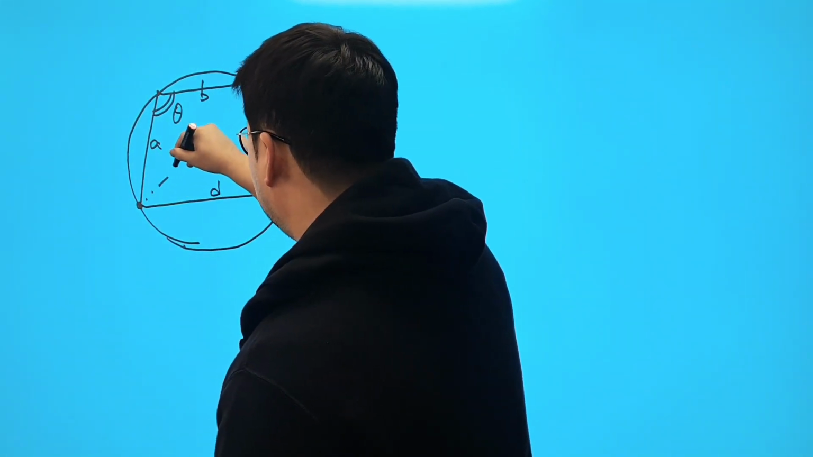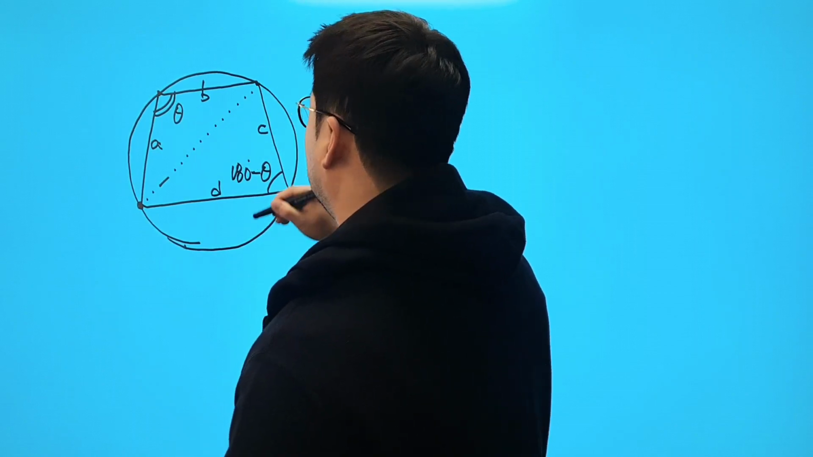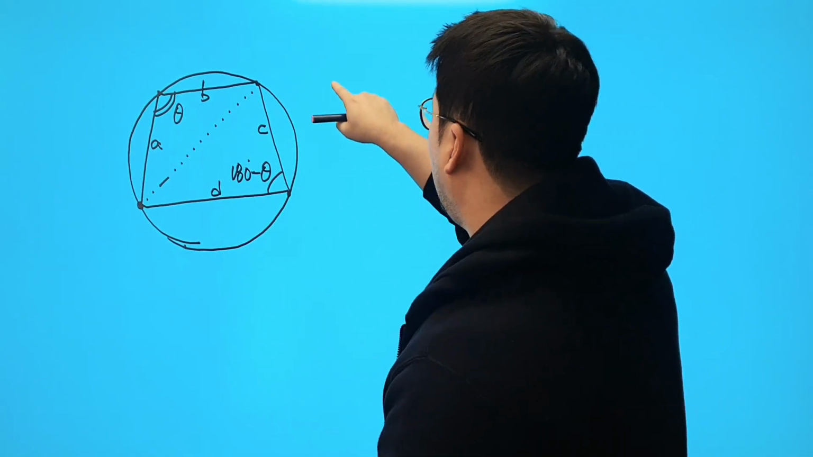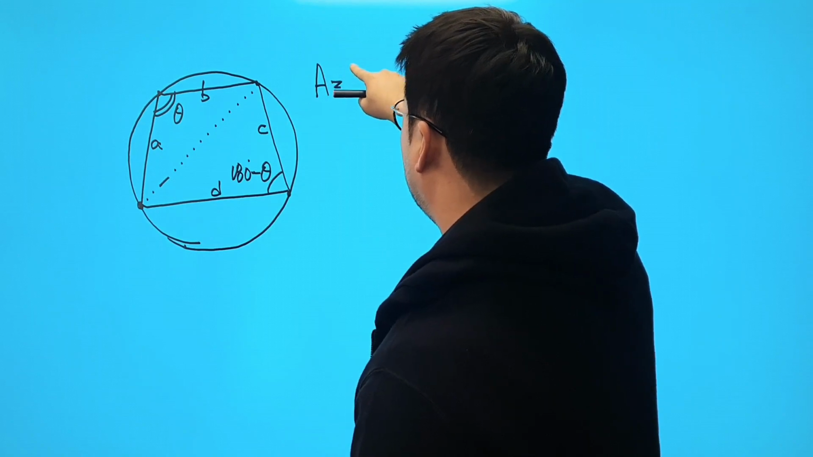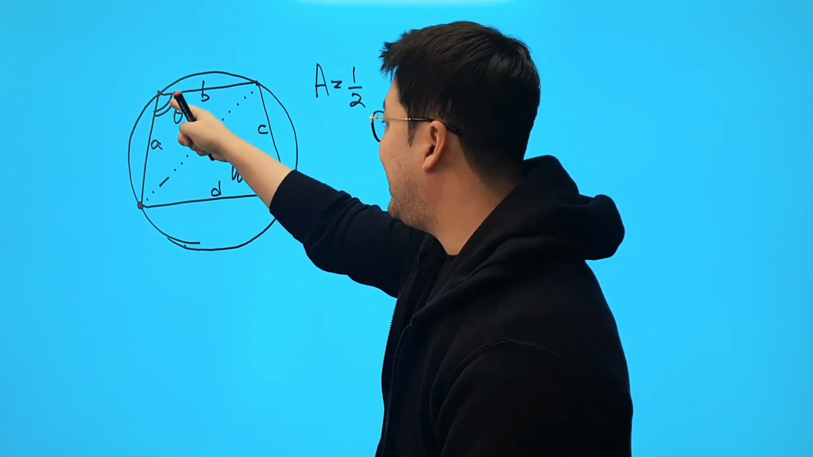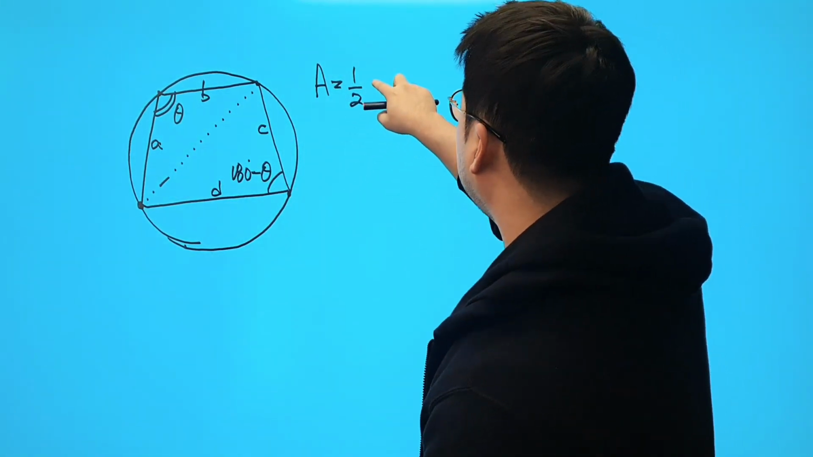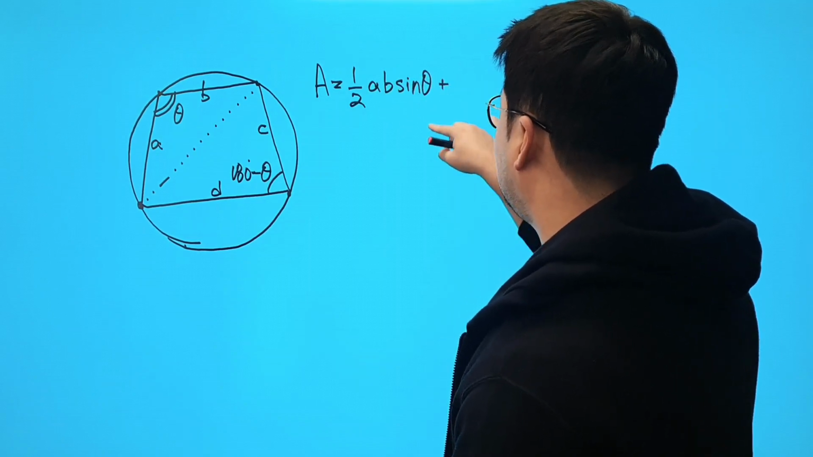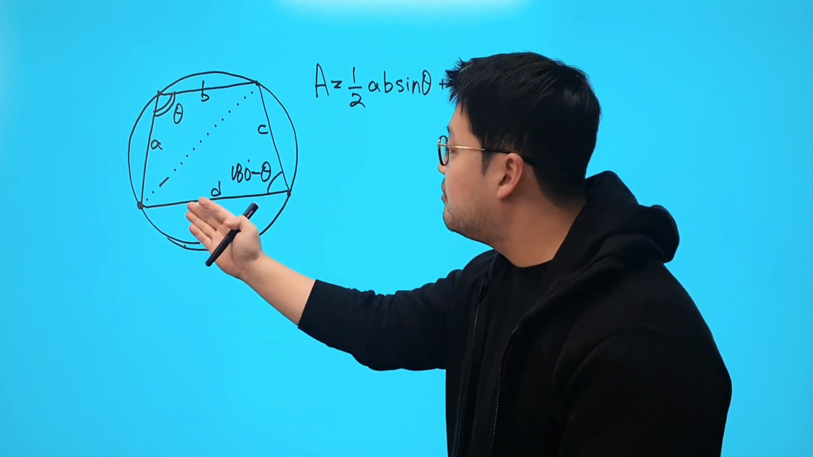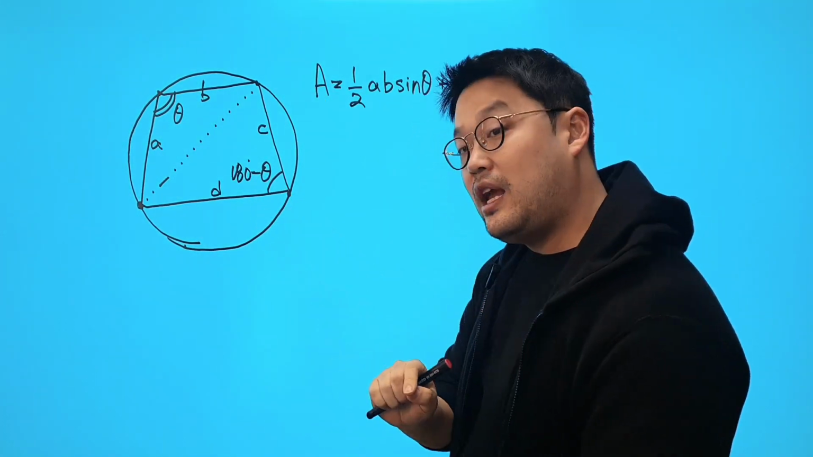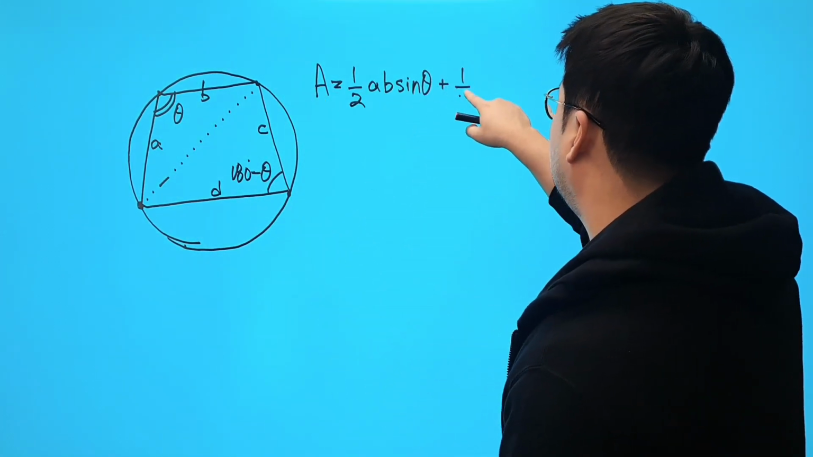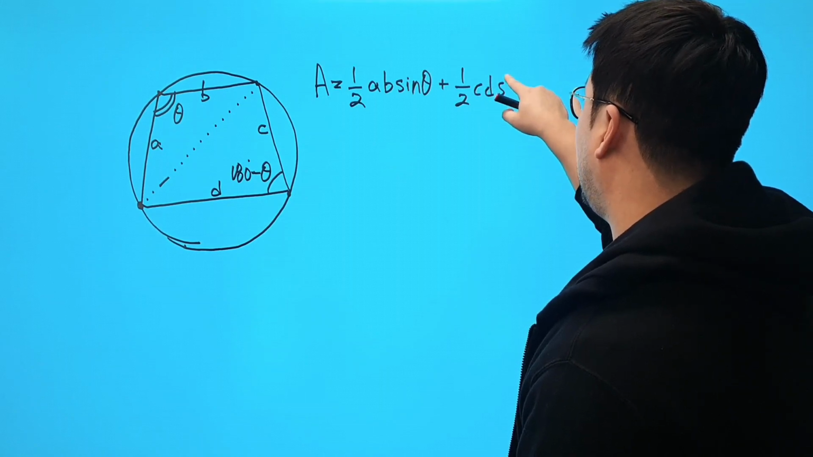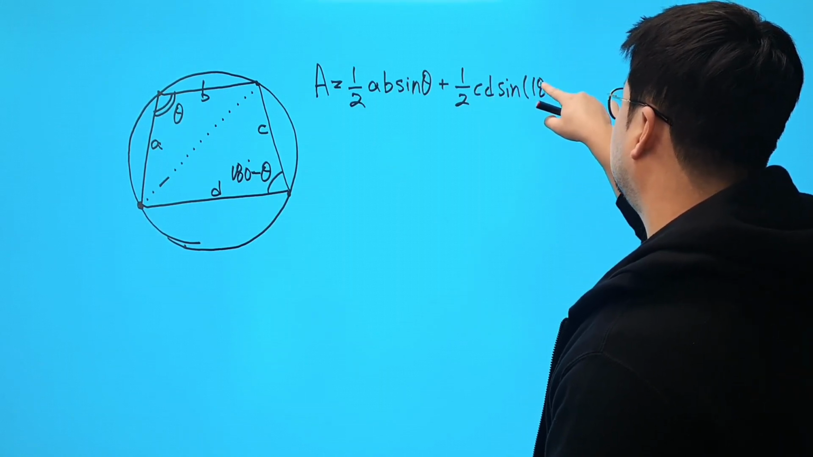By drawing one auxiliary diagonal of this figure, we can actually get the area A. That refers to 1/2 times A times B times sine theta. And at the same time, I can add 1/2 CD times sine of 180 minus theta.